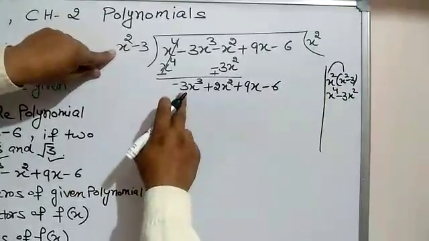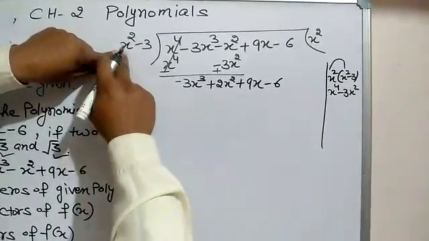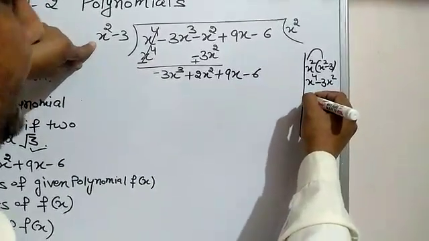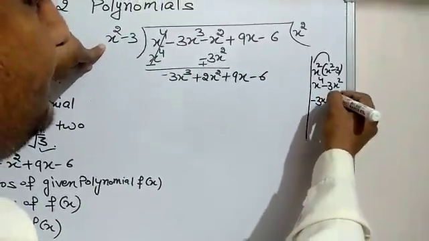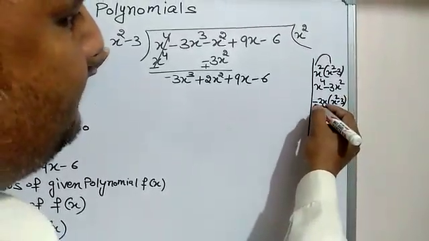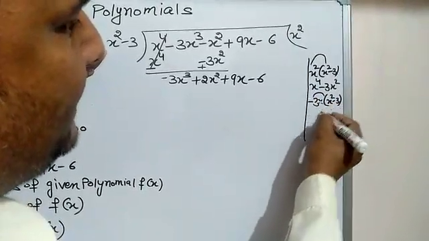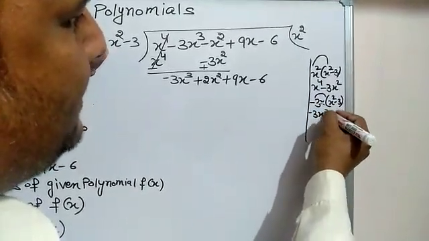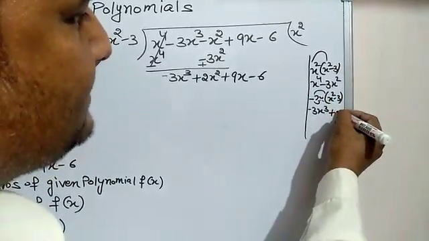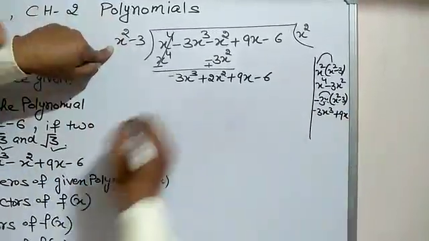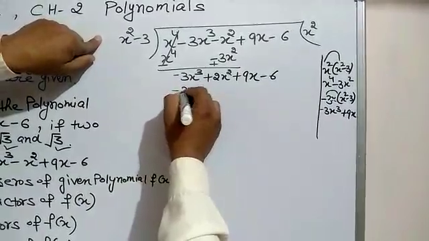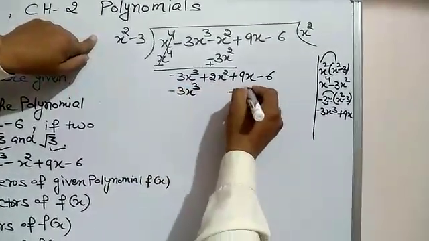See, students, now we want minus 3x cube, but here we have x square. So it means we have to multiply by minus 3x by x square minus 3. See, this minus 3x multiplied by x square, we get minus 3x cube, and minus 3x into minus 3, we get plus, minus minus plus, 9x. So let it be written at their places. So here we are: minus 3x cube plus 9x.